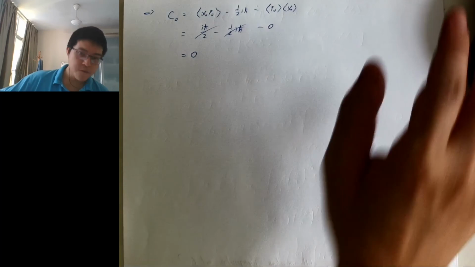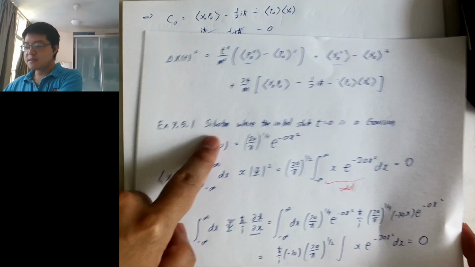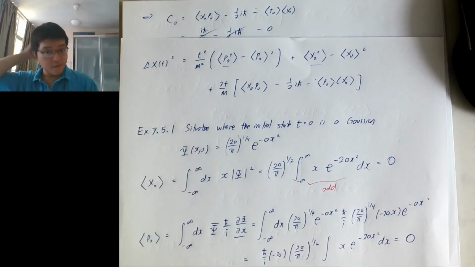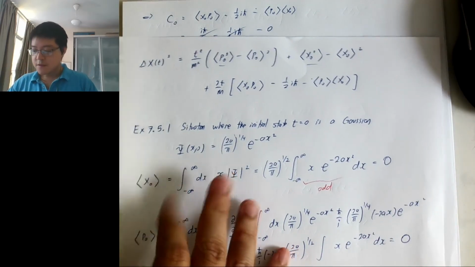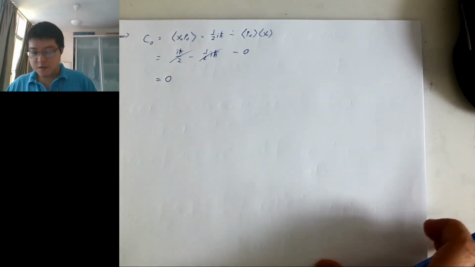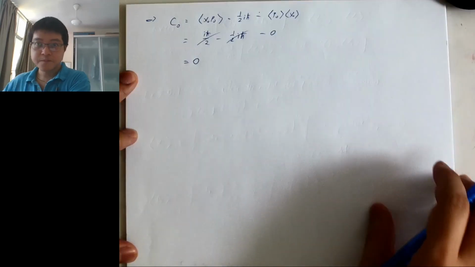So we are given a situation where the initial state is Gaussian. The question gave you this, and we just need to calculate what happens at a later time. So there are going to be more horrifying integrals. Let's do that directly.